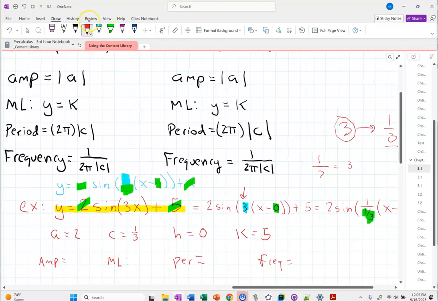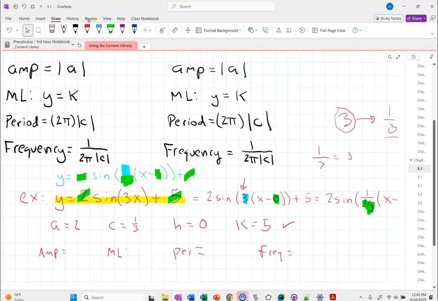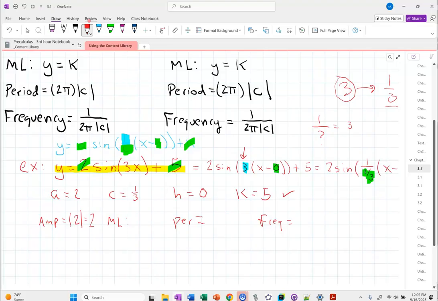All right. So now that I have my values for A, C, H, and K, I can now calculate these 4 key features. The amplitude is the absolute value of A, and A is just 2. No problem, bud. How'd it go? I'm good. And what's the absolute value of 2? Just 2, right? Of course.